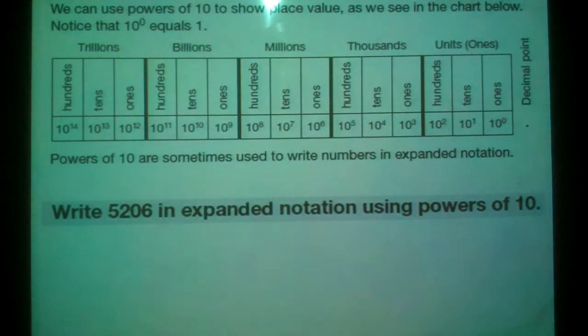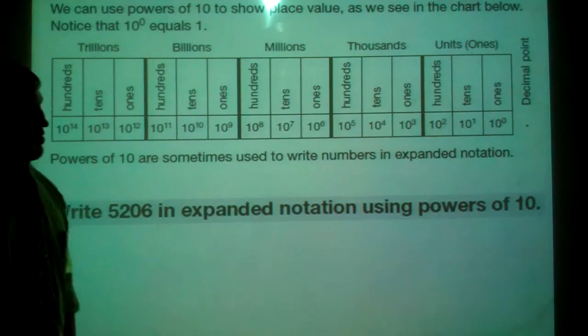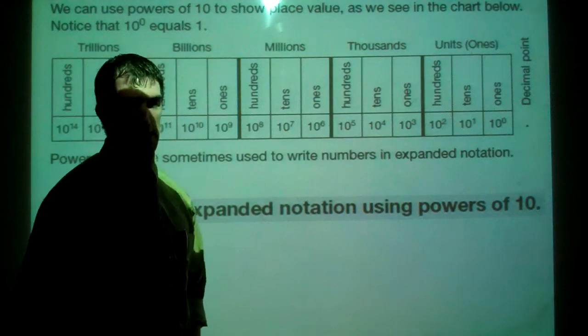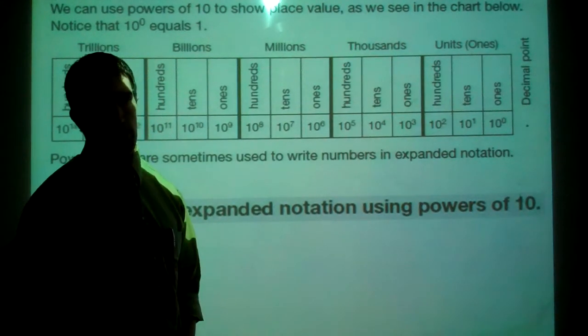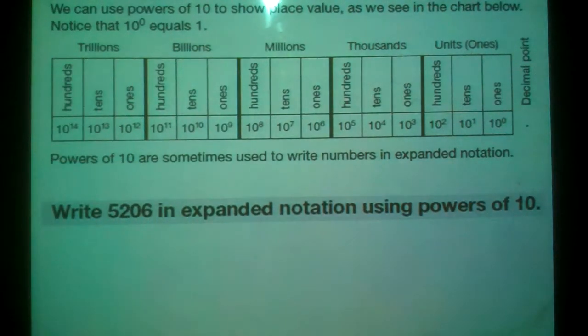Okay, moving on here. We can use powers of 10 to show place value as we see in the chart below. Notice that 10 to the 0 power equals 1. Okay? 10 to the 0 power is 1. Actually, anything to the 0 power is going to be 1. And I will prove that in class probably tomorrow. But for now, let's just know that anything to the 0 power is 1.